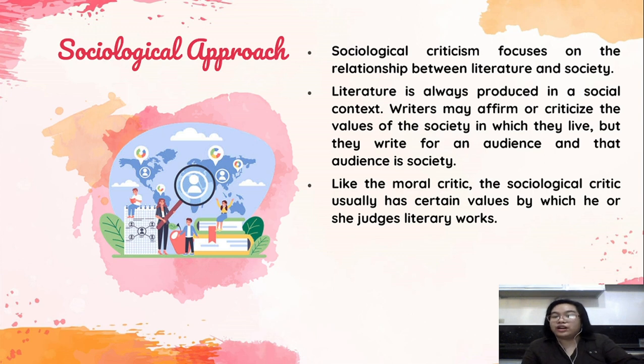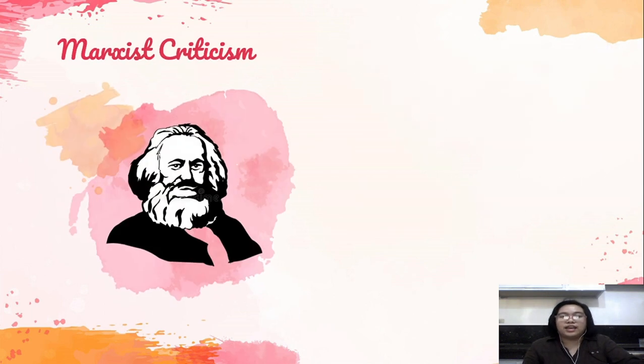Lastly, like the moral critic, the sociological critic usually has certain values by which he or she judges literary works. So they are interested not only in the stated themes of literature, but also in the undiscovered themes, or what are the social issues that can reveal the relationship between literature, the readers, and where the readers belong to, which is the society. Next is the Marxist criticism.